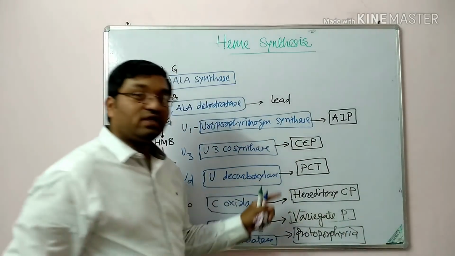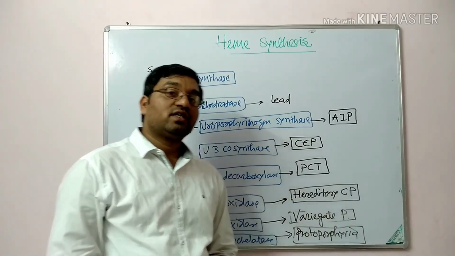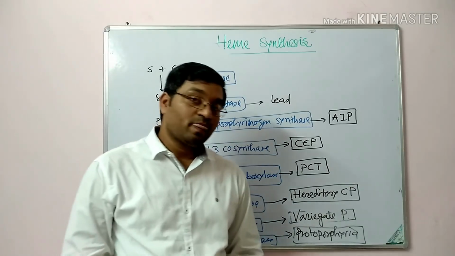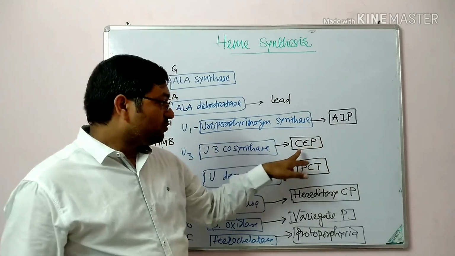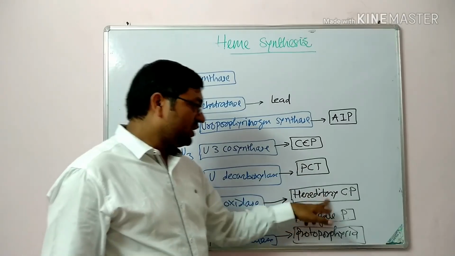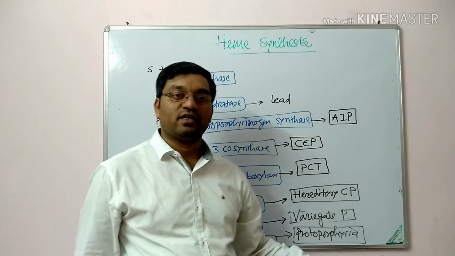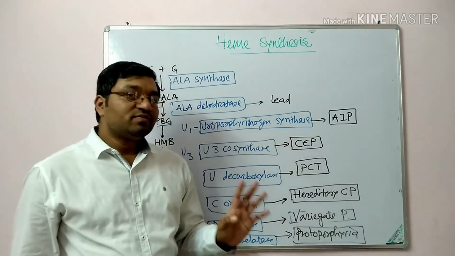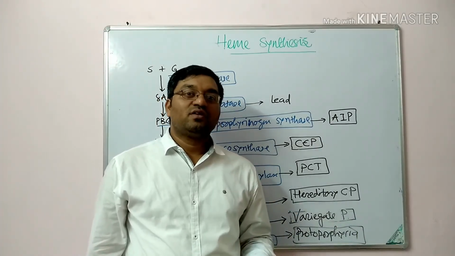So these are the various porphyrias in which porphyrins and various intermediates are excreted in the urine. The acute intermittent porphyria, congenital erythropoietic porphyria, porphyria cutanea tarda, hereditary coproporphyria, variegate porphyria, and protoporphyria. This is all about the heme synthesis. We will discuss the porphyria in our next video lecture.